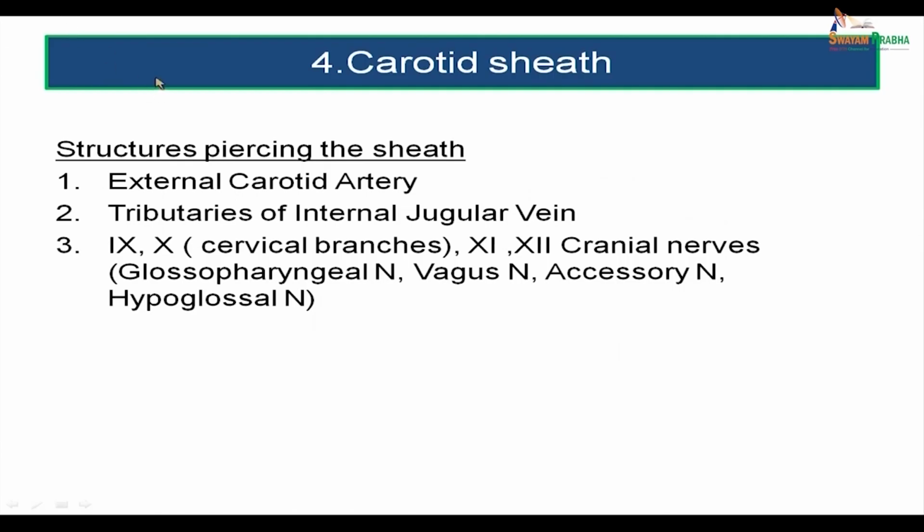There are some structures which pierce the carotid sheath. The structures which pierce it are the external carotid artery which comes out of it, the tributaries of the internal jugular vein which pass into it, and certain nerves. The 9th nerve, the glossopharyngeal nerve, the 10th nerve, the vagus nerve, the 11th nerve, the accessory nerve, and the 12th cranial nerve, the hypoglossal nerve. These are all the structures which pierce the sheath and come out or go in.